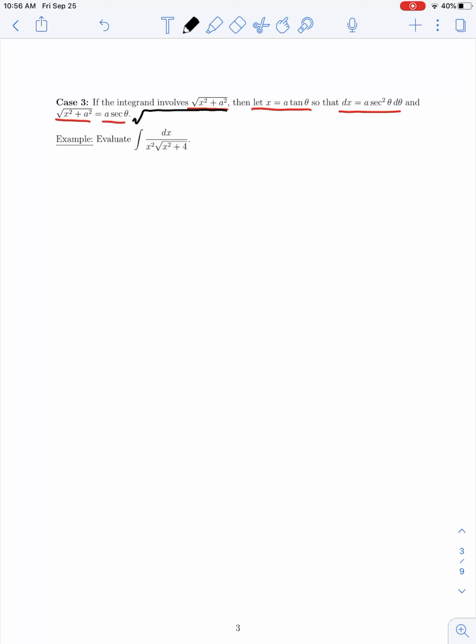For the square root of x squared plus a squared, if x is equal to a tangent theta, then x squared is a squared times tangent squared theta, and then I was adding an a squared. So if I factor out an a squared from the expression under the radical, I'm left with tangent squared theta plus 1, which is secant squared theta.